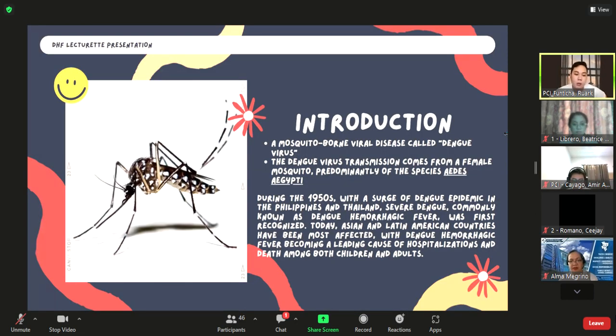A mosquito-borne viral disease called dengue virus has been rapidly spreading throughout all regions in recent years. It has also been consistently emerging throughout the tropics, with local variation at risk of influence such as rainfall, temperature, relative humidity, and rapid urbanization.